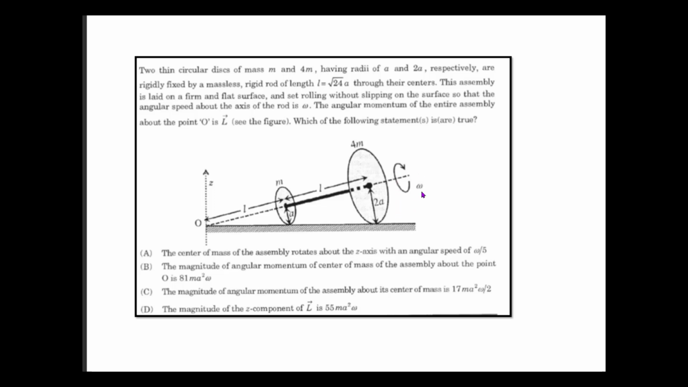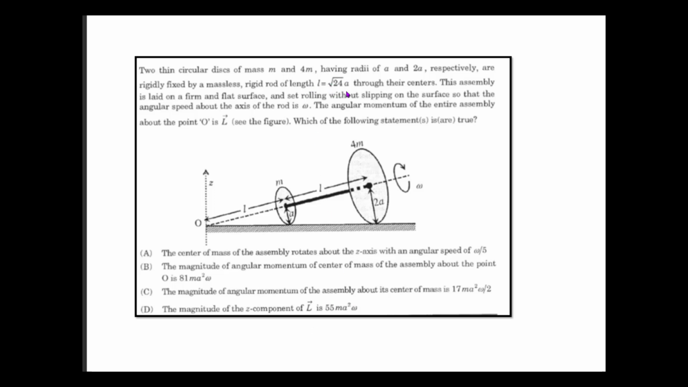First disk has mass m, second disk has mass 4m. First disk has radius a, second disk has radius 2a, and the distance between the origin and the first disk center is L, and between the two disks also the distance is L. L is given as square root of 24a.